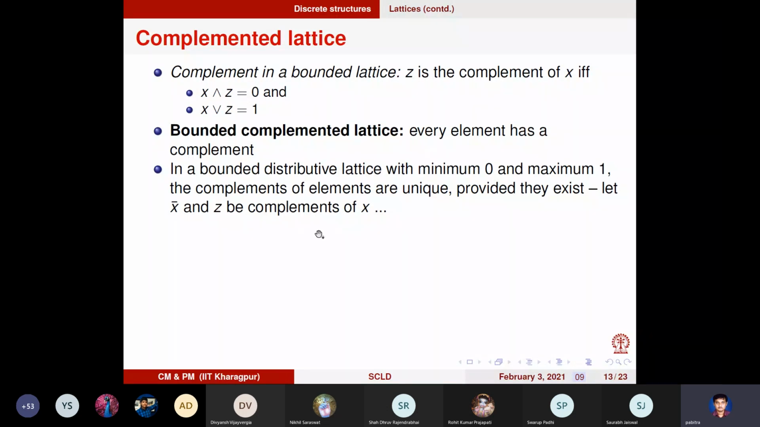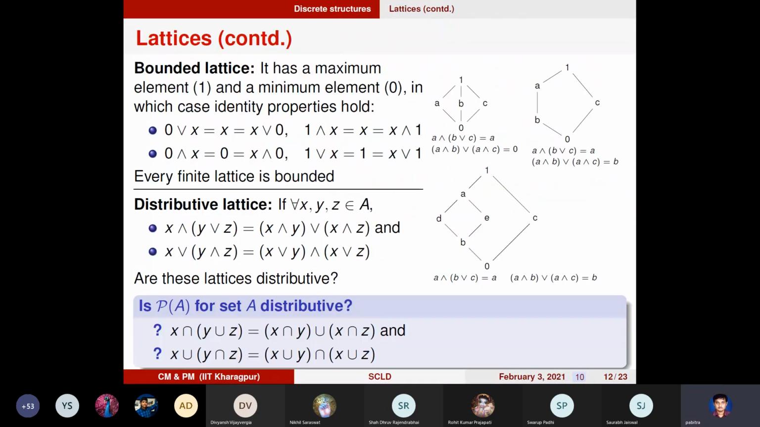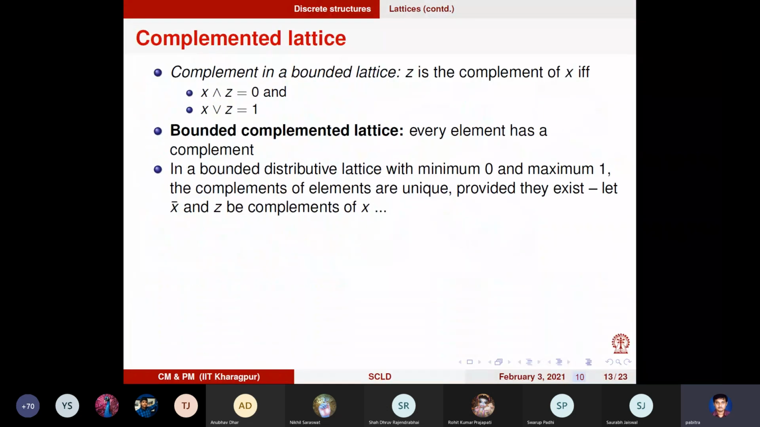So in a bounded lattice, every element will have a complement. In addition, if we have the distributive property, which we defined here, this is the distributive property. So basically, nothing, the usual, the meet distributes over the join. So if you have this distributive property, then not only will every element have a complement X bar, the complement will be unique. Every element will have a unique complement.